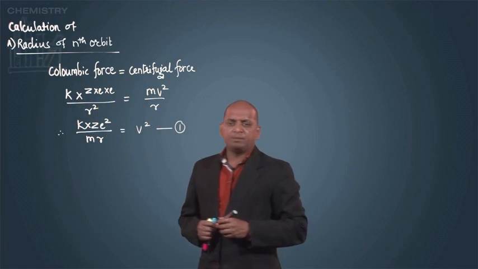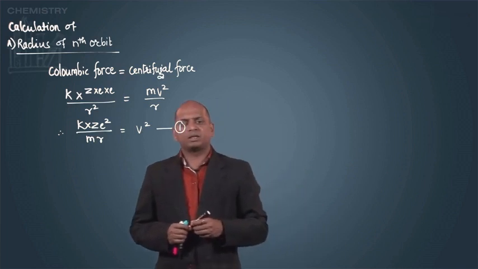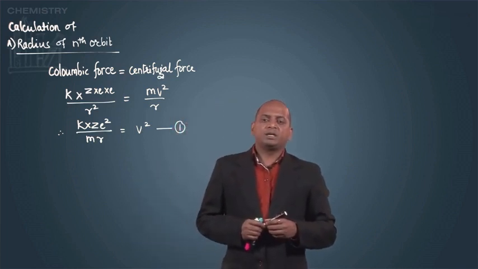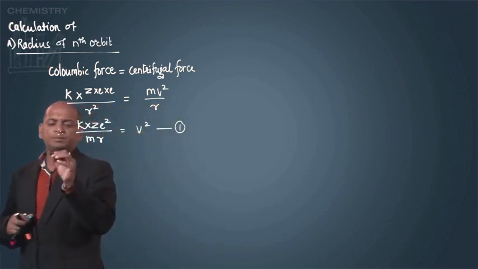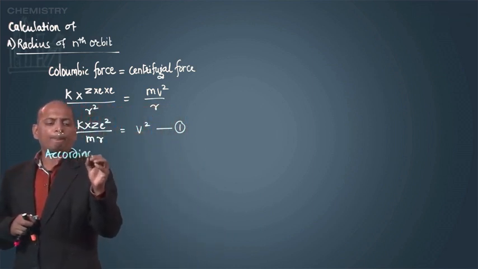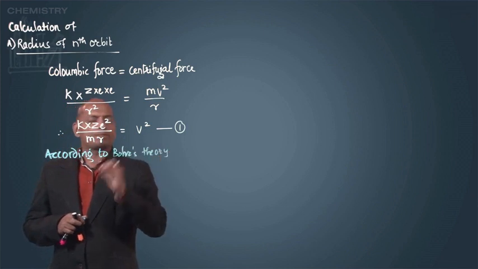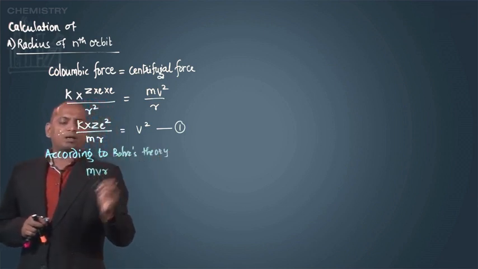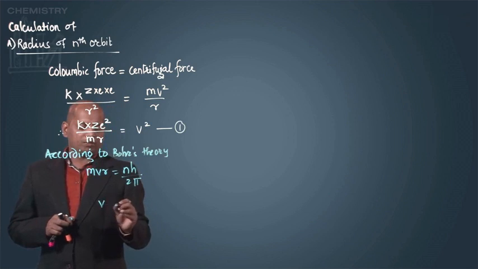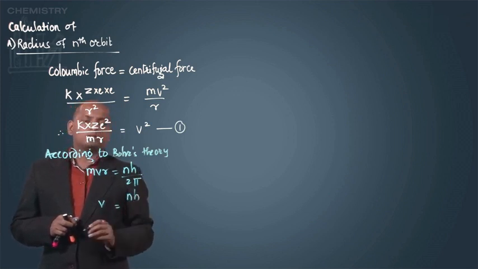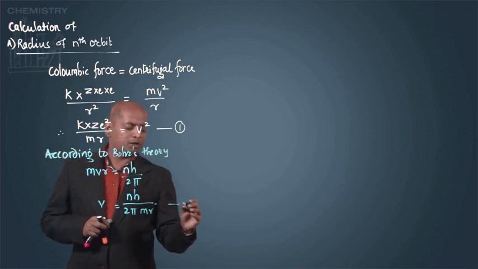Now, according to Bohr's concept, why are electrons revolving in a certain selected path? Because they have a certain angular momentum which is an integral multiple of h upon 2 pi. So according to Bohr's theory, angular momentum mvr is equal to nh upon 2 pi. So v is equal to nh upon 2 pi mr. This will be equation number 2.